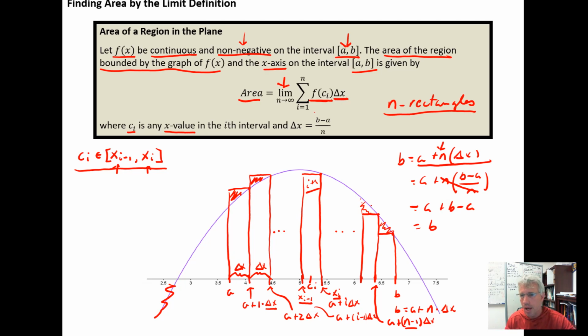In the next video, we'll show an example of how to find the exact area under the curve using this definition and limiting process. So we'll use this in the next video to find the exact area under a given curve.